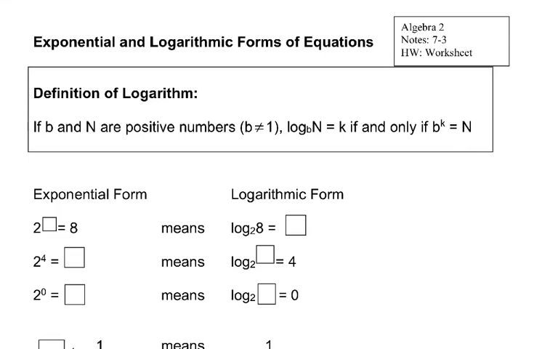Hey guys, welcome back. So we're going to be talking about exponential and logarithm functions. Now, a logarithmic function is the inverse of an exponential.